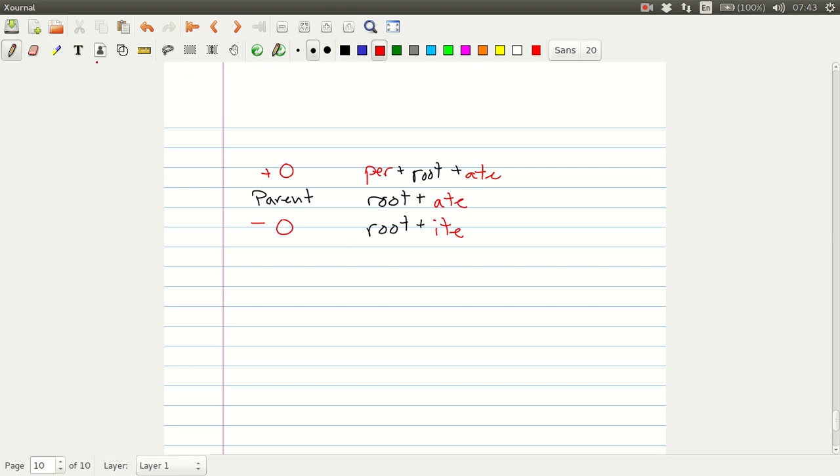This would be the root plus ATE. And if you minus 2 oxygens from the parent ion, then you're going to have a hypo, meaning the least, plus the root, plus the ending is going to be ITE. And in all of these, the charge stays the same. Okay, and so memorize this series. You have to know it.